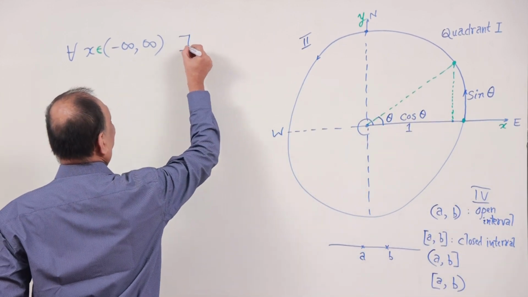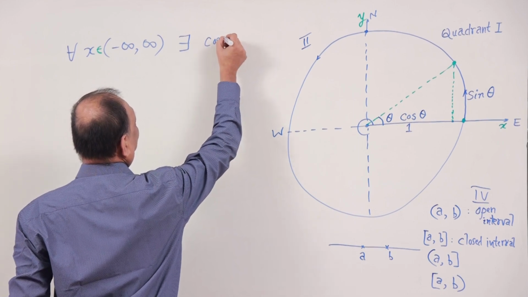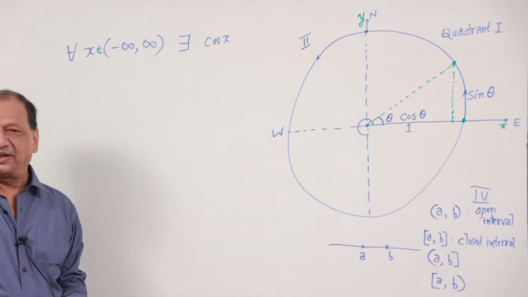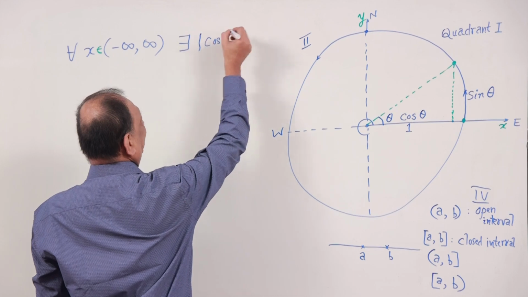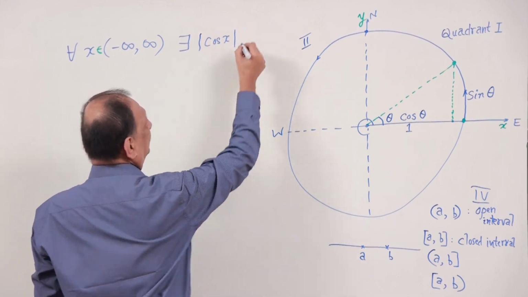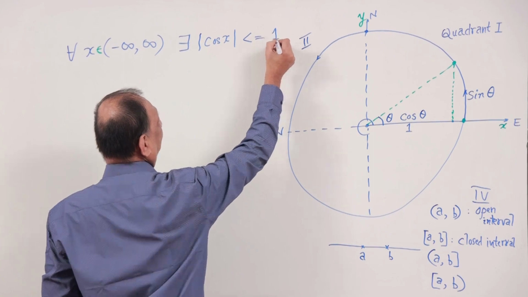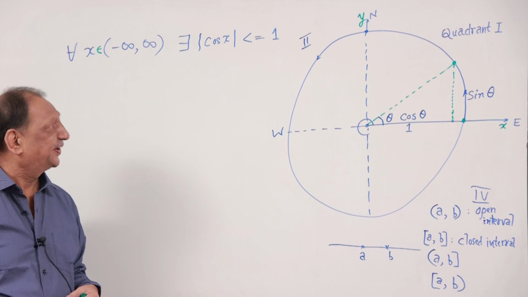There exists, if you want, a cos x, and what is the range of cos x? It will be between -1 and +1, right? So how do you show that? I can find the modulus, the absolute value, and say that it will be less than or equal to 1. That is one way of writing that statement, if you are interested.